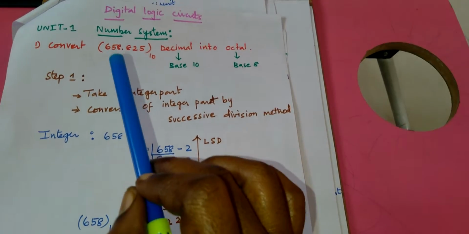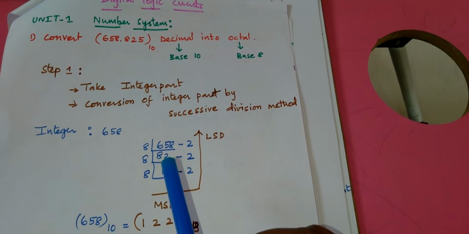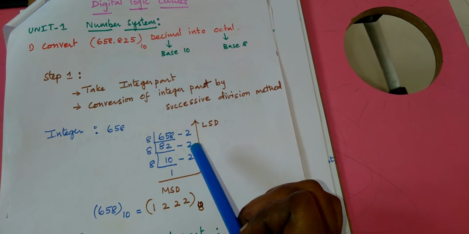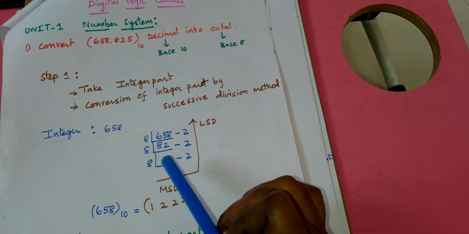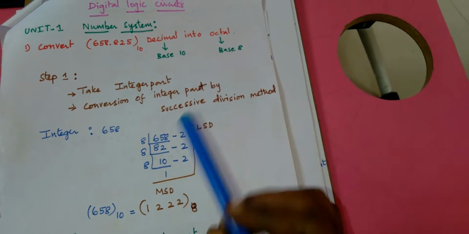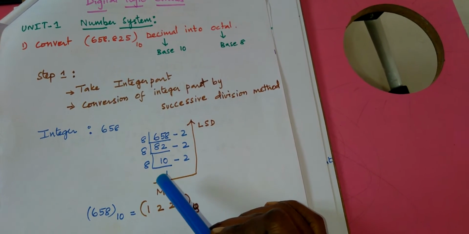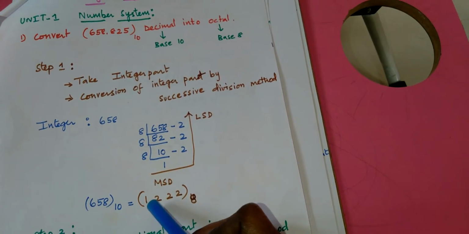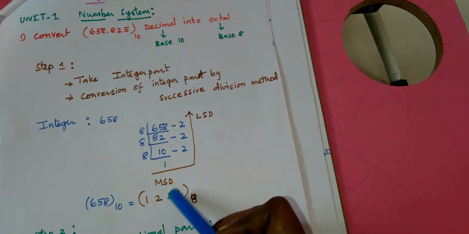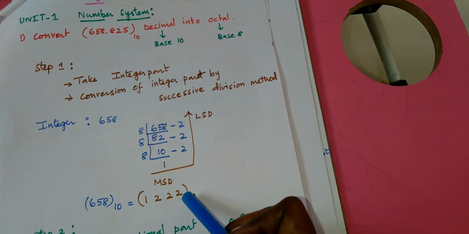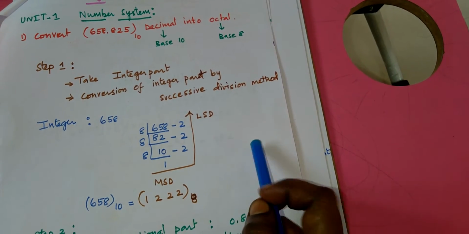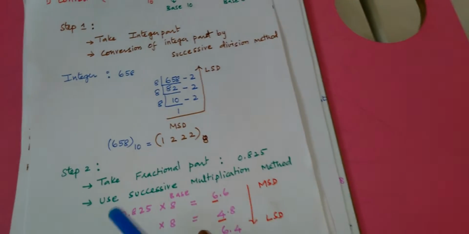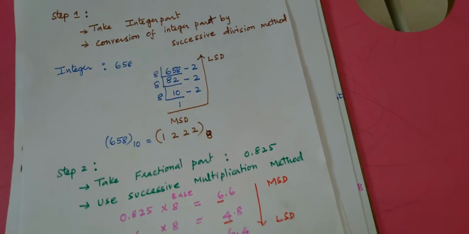658 is the integer from this question, and dividing by 8 gives 82 times and 2 is remainder. Again 82 divided by 8 gives 10 times, 2 is remainder. 10 divided by 8 gives 1 time and 2 is remainder. While writing the answer, follow the bottom to top direction. So here is your answer: 1, 2, 2, 2, that is 1222 with base 8. This will be the answer for the given integer part, and then take the fractional number alone for conversion.